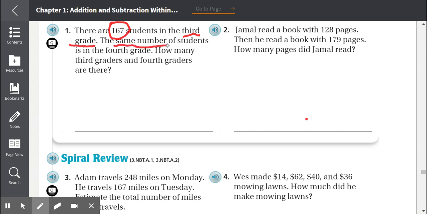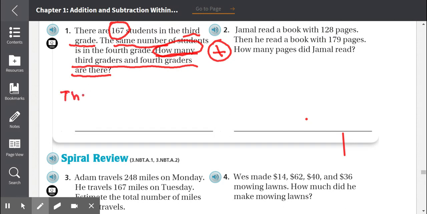So that's important. So if the third graders had 167 students and the fourth graders had the same, then that means they also had 167 students. Now the question says, how many third graders and fourth graders are there? And we know how many means to add. So we know there were, for third graders, fourth.